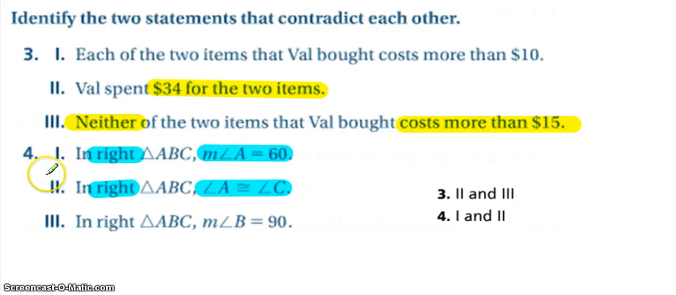In number 4, it's 1 and 2 that contradict each other because we have a right triangle. That's a very important piece of that there. Because 1 could be true in a right triangle, measure of angle A could equal 60. 2 could be true, A could equal C, and then B would be my right angle, but these both could not be true at the same time, so they are contradictory to each other.